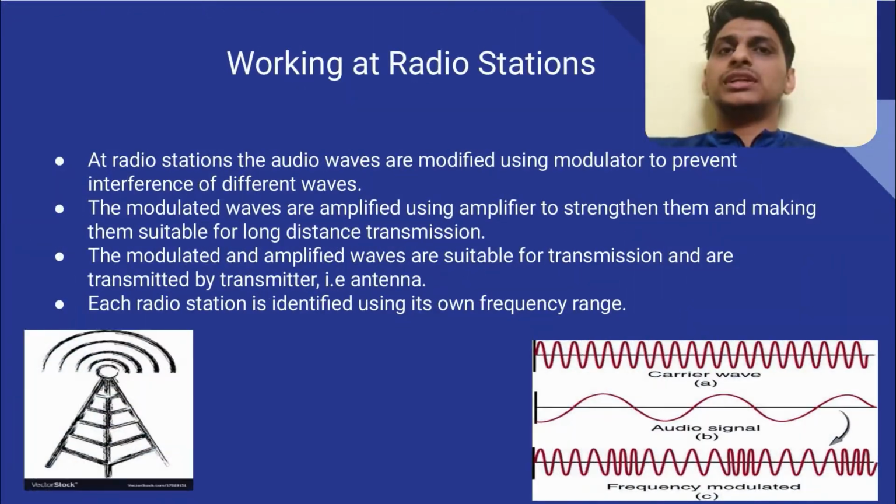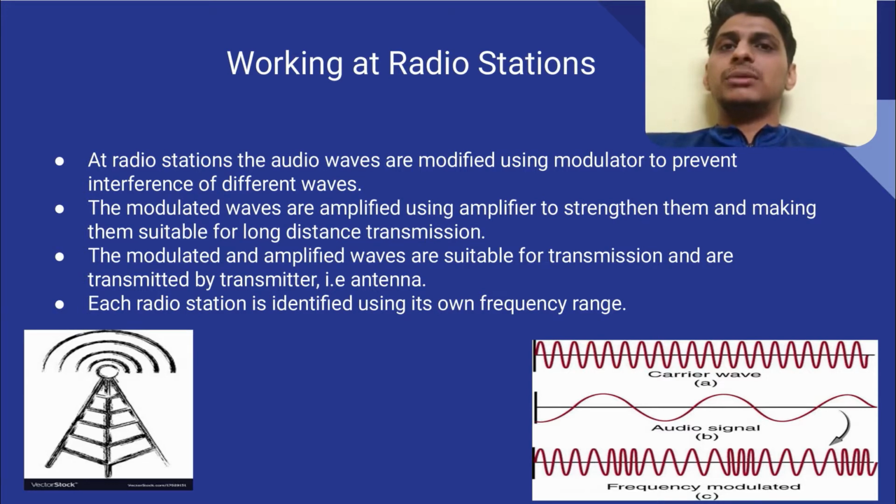So what happens at radio stations? At radio stations, the audio waves are modified using a modulator to prevent the interference of different waves. These modulated waves are too weak for long distance transmission, so these are often amplified using an amplifier and strengthened to make them suitable for long distance transmission.